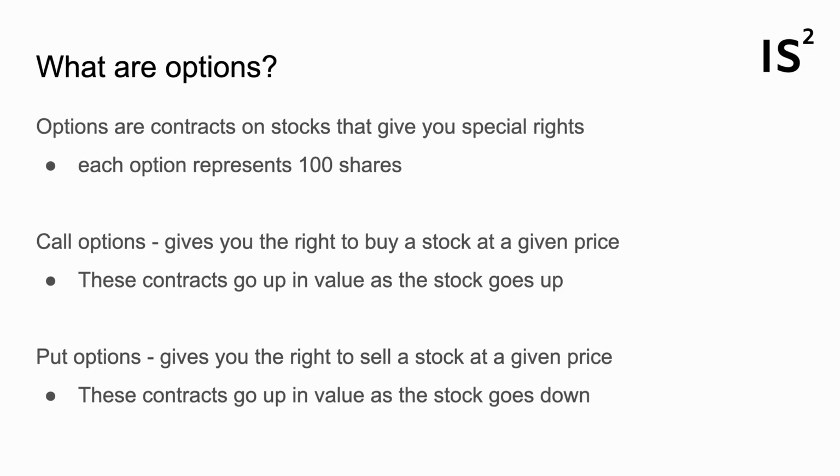Number one, what are options? Well, options are contracts on stocks that give you special rights. We'll explain what each of those are, but just so you know for reference, each options contract represents 100 shares. So if you buy one options contract, it's like you're holding 100 shares.